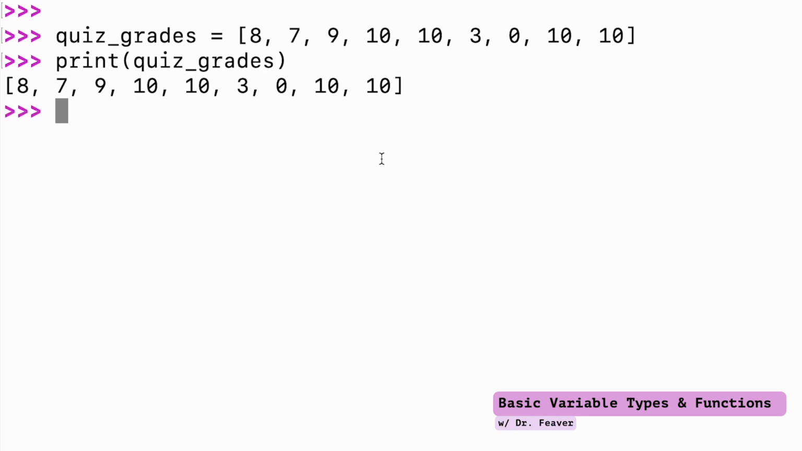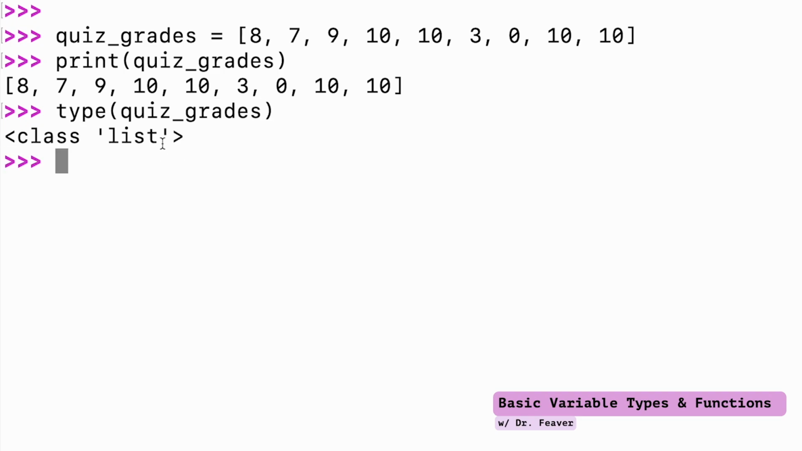So if I have it print it, you can see it's just going to parrot back what I have. And if I do type of quiz grades, then it's going to tell me it's a list.